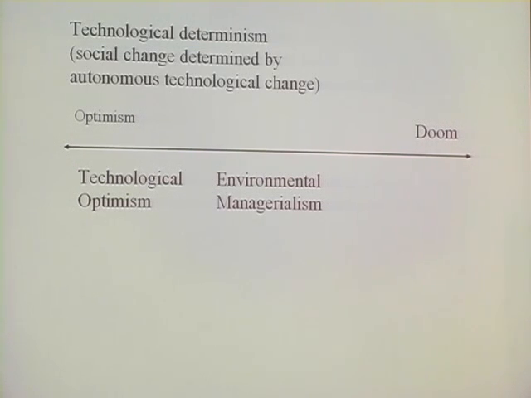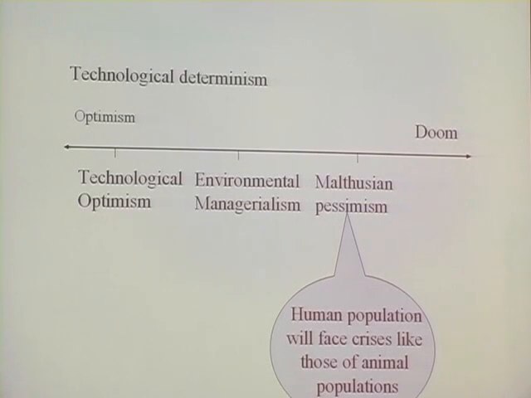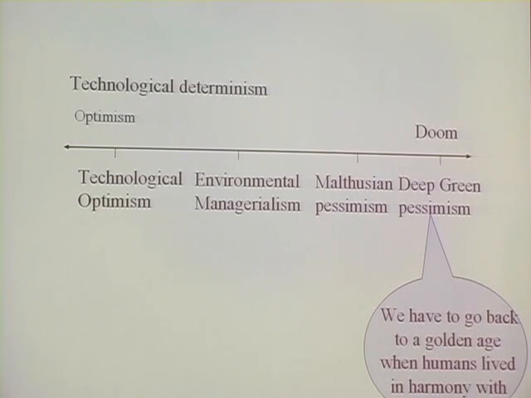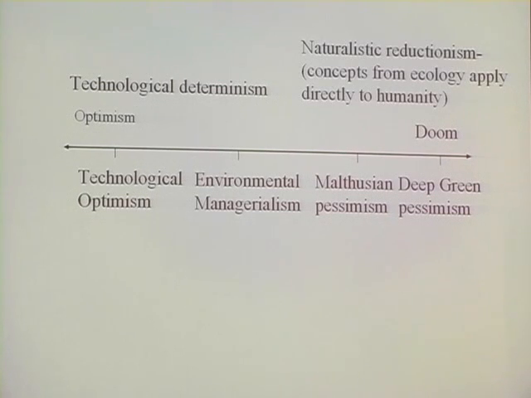Both of these are subject to the limitation that they assume a technological determinism, that social change is largely determined by an autonomous technological change. Very common in academia and elsewhere is Malthusian pessimism, which assumes that humans are the same as animals and face similar crises. And then again, particularly in Santa Cruz, there is a deep green pessimism, which says we all have to go back and live on the land. Now, these suffer from a problem that they apply concepts from ecology directly to humanity. Neither of these assumptions of technological determinism or naturalistic reductionism do we think are actually applicable.